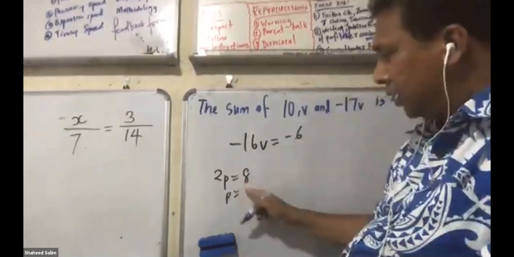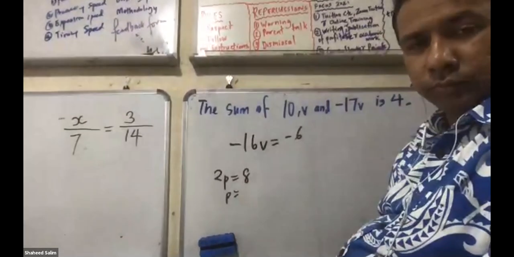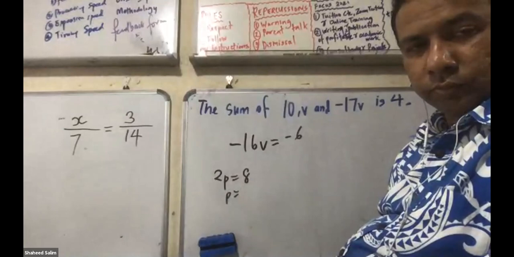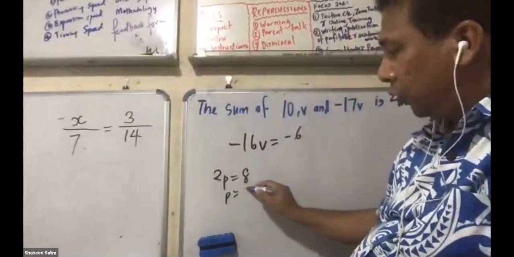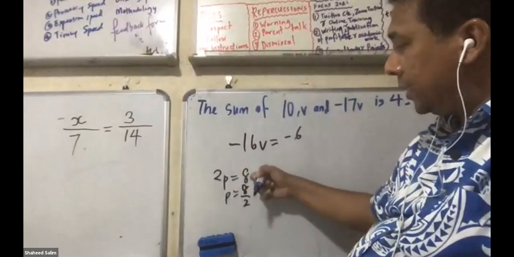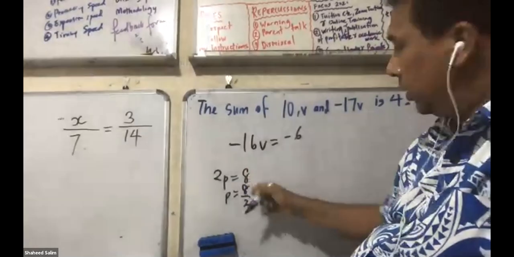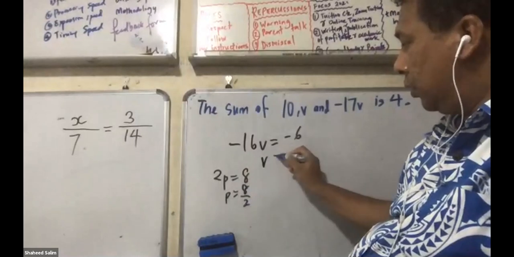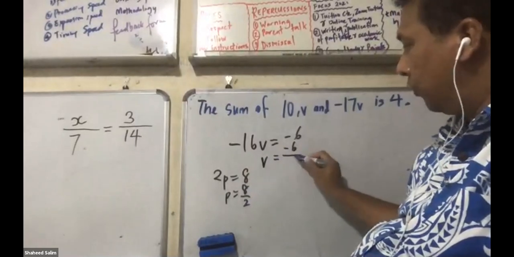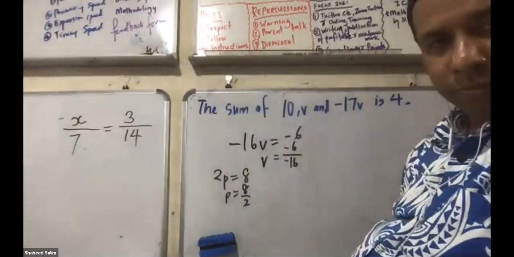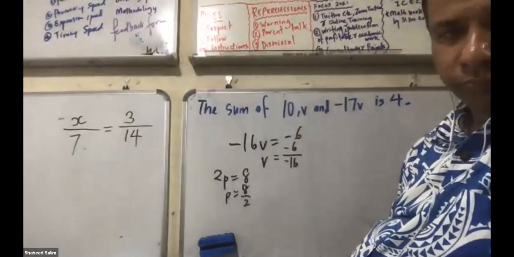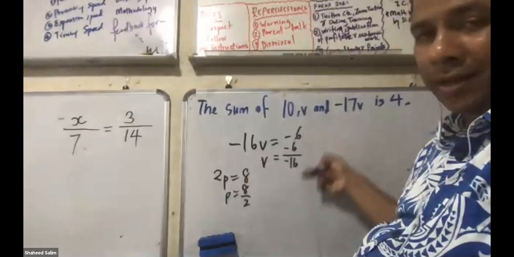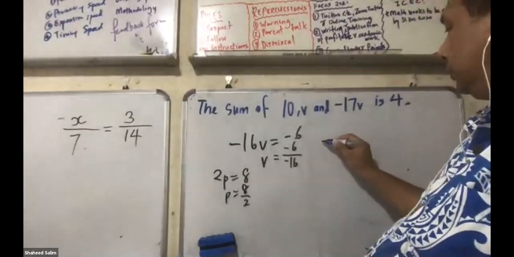Two pillows cost $8. One pillow costs? Four, right? 8 divided by 2. This thing stays here. V equals 2 minus 6 over minus 16. Suddenly you brought it over there, so it went up. Then this one mysteriously went down. You did like that.